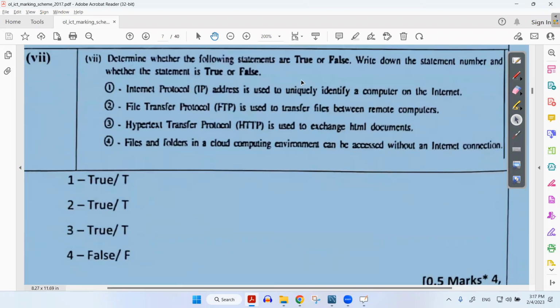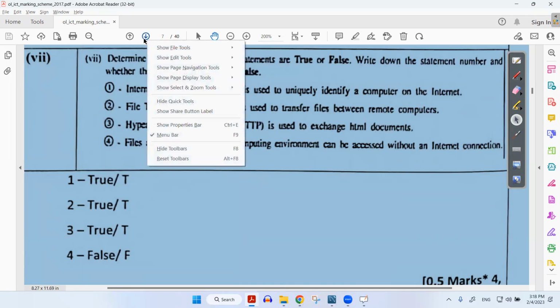In the 7th one, they are asking whether these statements are true or false. Internet protocol address is used to uniquely identify a computer on the internet. Yes, that is true. File transfer protocol is used to transfer files between remote computers. That is true again. Hypertext transfer protocol is used to exchange HTML documents. True again. Files and folders in a cloud computing environment can be accessed without an internet connection. No, that's false. If you are going to do cloud computing, you must have an internet connection. That's a must.